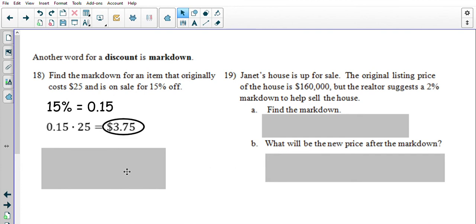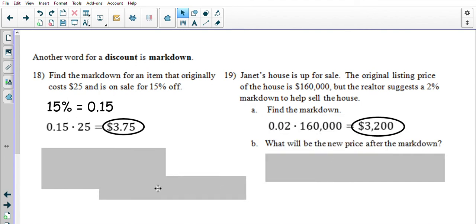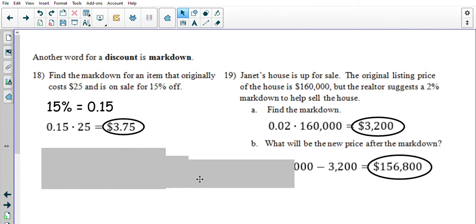So to find the markdown, I'm going to take 2% as a decimal, which is 0.02, multiply it by the original price, $160,000, and I get $3,200. So we're going to mark down the price, $3,200. So to find the new price after the markdown, take 160,000 minus 3,200, and we get $156,800.